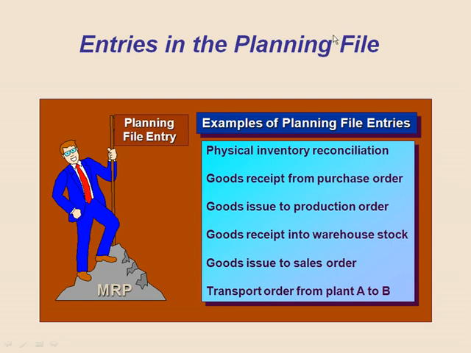Okay, so how will the system create an entry for a material in the planning file? Pretty simple. Any inventory transaction that you perform, because of that, if the stock is falling below the safety stock, then the system automatically creates an entry in the planning file.